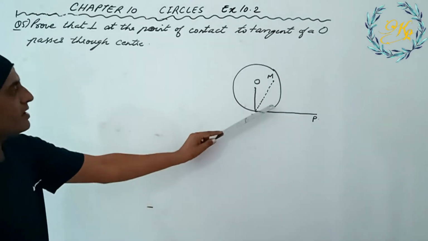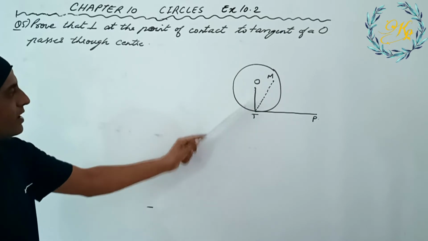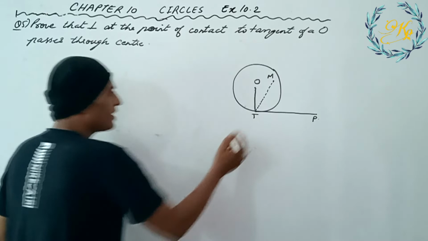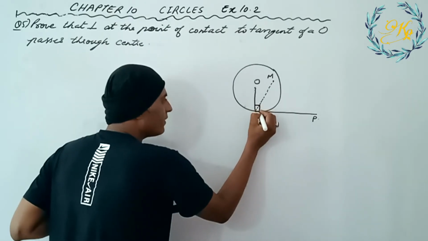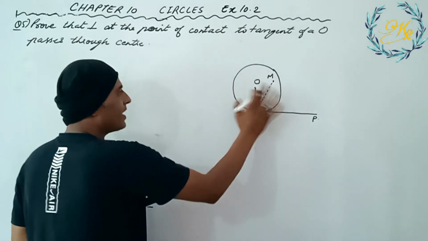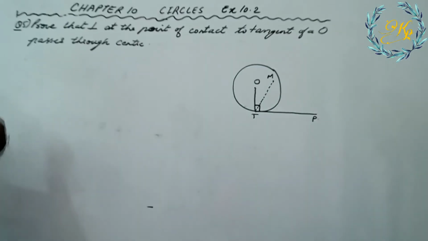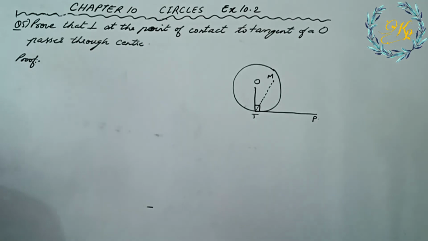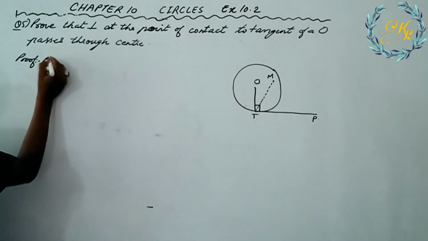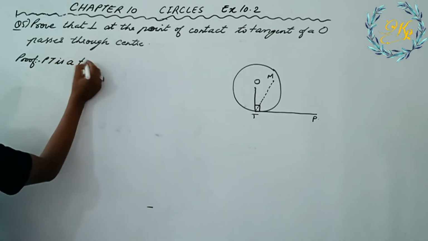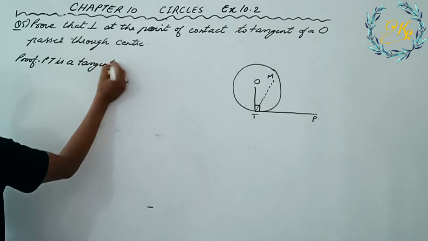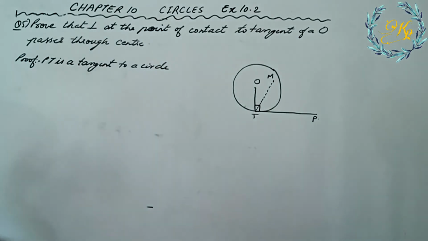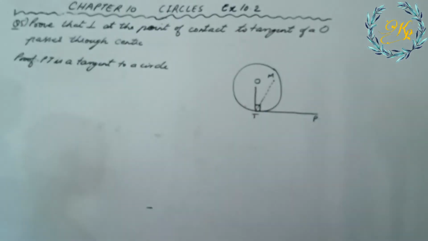It means that there is no other line other than this one which will form an angle of 90 with the tangent. Which line? The line OT is the only one which will form an angle of 90 and no other line in this circle. Right? So let's begin the proof of this sum. First of all, we'll write PT is a tangent to a circle. As you can see here, PT is a tangent to a circle.